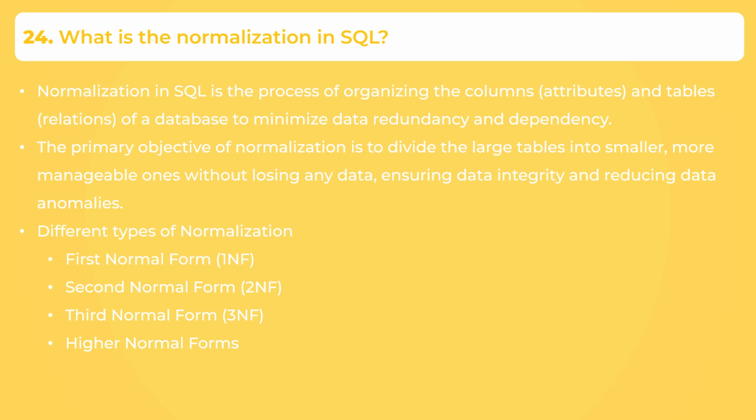Next and very important question: what is normalization in SQL? Normalization in SQL is the process of organizing the columns, attributes, and tables of a database to minimize data redundancy and dependency. The primary objective of normalization is to divide a large table into smaller, more manageable ones without losing any data, ensure data integrity, and reduce data anomalies. Different types of normalization are first normal form, second normal form, third normal form, and higher normal forms.